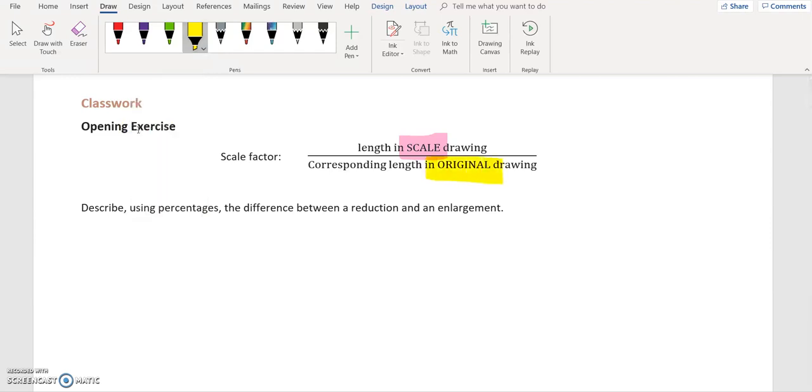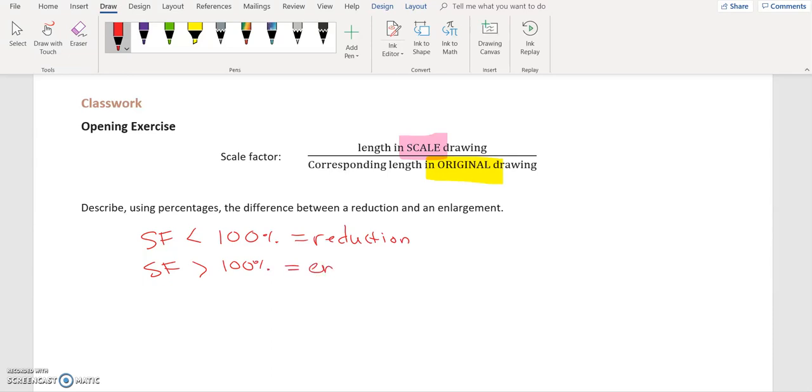Describe using percents the difference between a reduction and an enlargement. So let's recall from yesterday. If the scale factor is less than 100%, that means it is a reduction. And if the scale factor is greater than 100%, then it is an enlargement. Remember, reduction means it's getting smaller. Enlargement means that it's getting bigger.